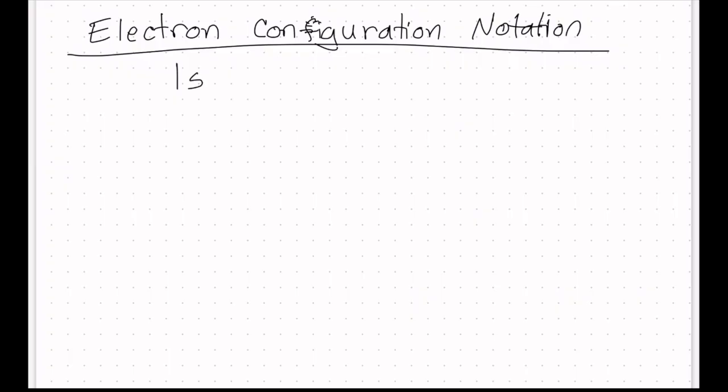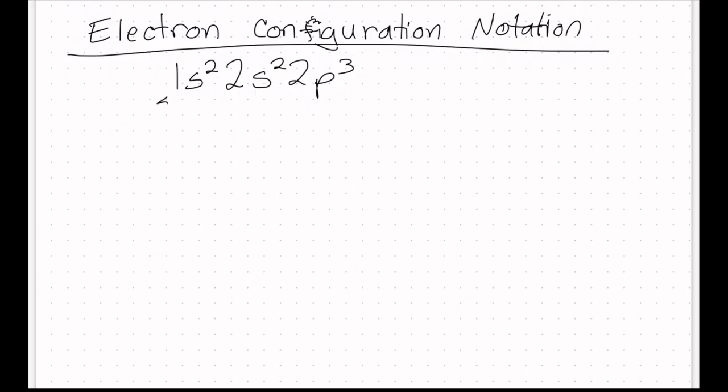Electron configuration. Oh, it's called notation, not diagram. Sometimes my pen gets ahead of my digital. There we go, notation. And in this case, you'll see something that looks maybe something like this. It'd be like 1s2, 2s2, 2p3. Now you'd say, what in the world is that?